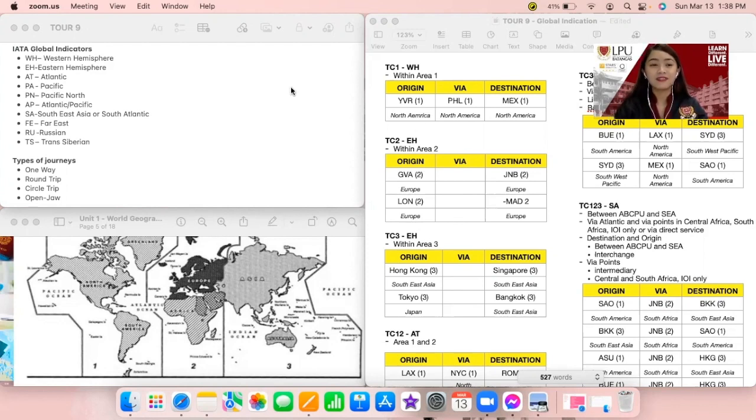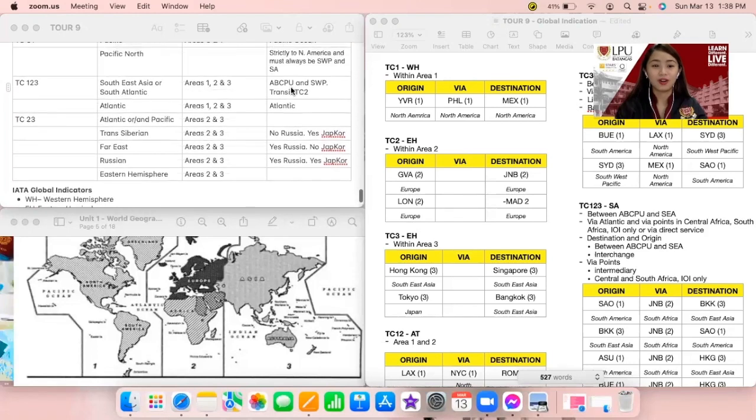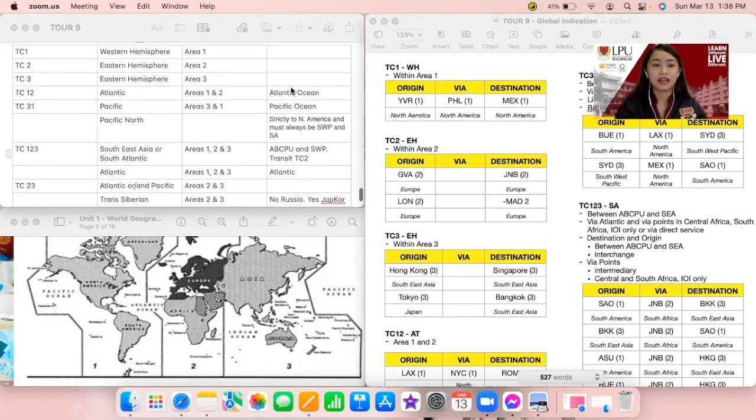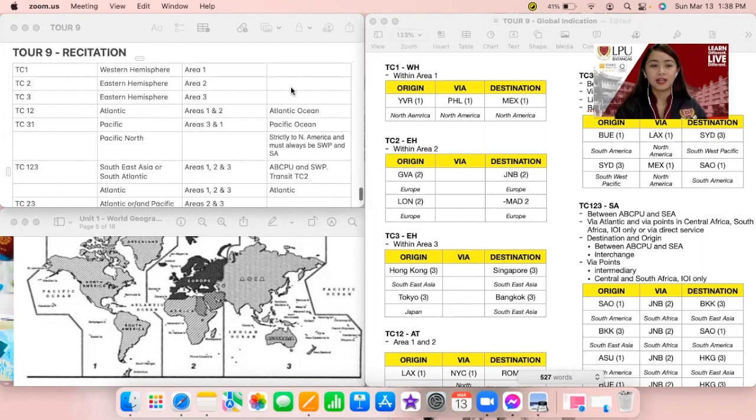As I saw your picture that was sent in our group chat, I made this tabulation so that I can still understand it well. For our first column, we have the traffic conferences. The second column is the global indicators. For the third column, we have the areas included in these traffic conferences. In our fourth column, I have the transit route or the intermediary points.